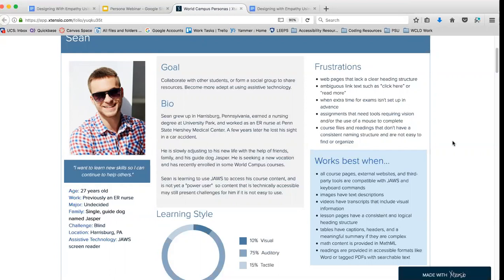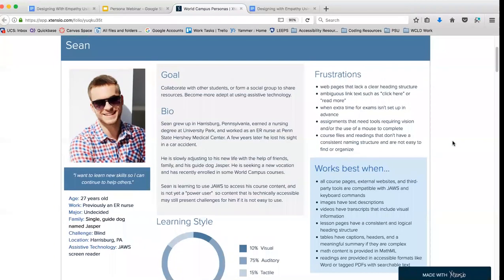So we're going to introduce you to our 6 personas right now and just talk a little bit about each one. The first persona is Shawn. He previously worked as an ER nurse at Penn State Hershey. A few years ago, he was in a car accident and he ended up losing his sight, so he can no longer be an ER nurse. So he's going back to school and taking online courses to learn a new vocation. He has a guide dog now, and he's using assistive technology called JAWS, which is a screen reader, which will read all of his online content to him.